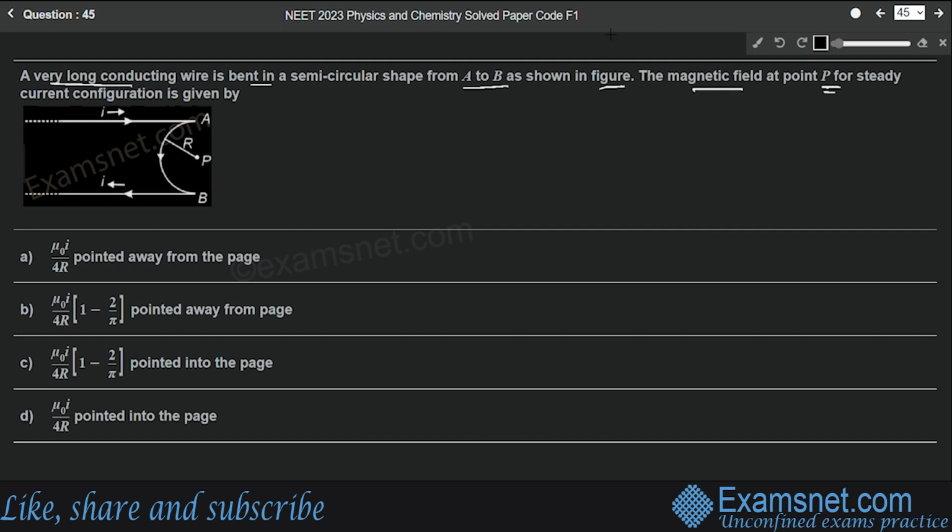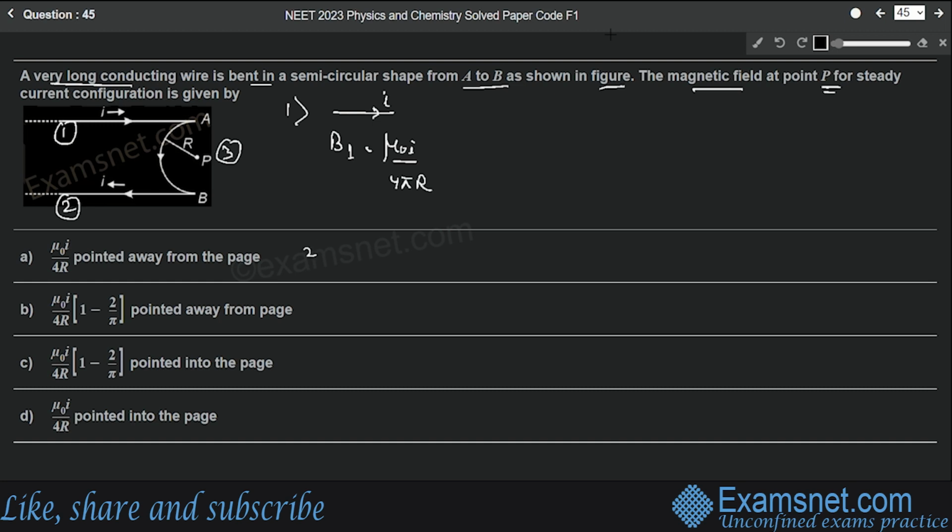Okay, so we can divide the wire into three parts here. First part is the upper straight part. Second part is the lower straight part, and the third one is the curved part or the semicircular part. Okay, so for the first part, the direction of the current is like this. What will be the magnitude of magnetic field? That is B1 will be equal to mu naught I by 4 pi r, right, due to the straight wire.